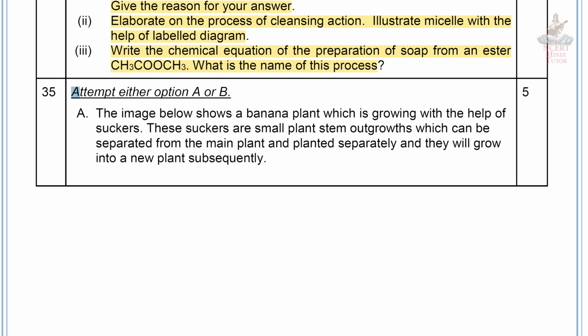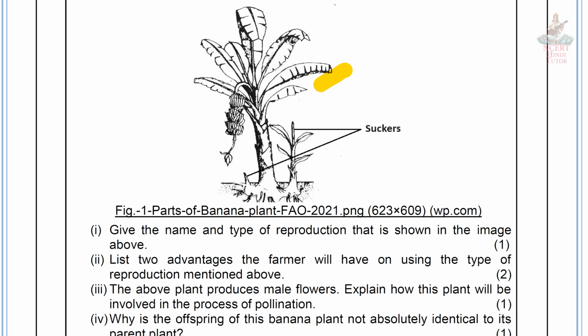Question 35. Attempt either option A or B. A. The image below shows a banana plant which is growing with the help of suckers. These suckers are small plant stem outgrowths which can be separated from the main plant and planted separately, and they will grow into a new plant subsequently. So friends, this is the figure, parts of banana plant. These are called suckers, and this is the banana plant.